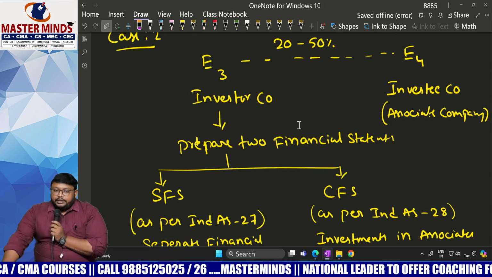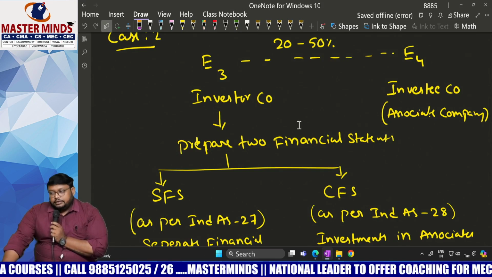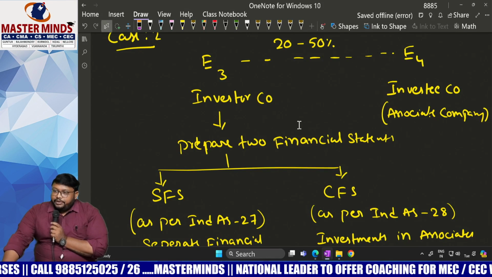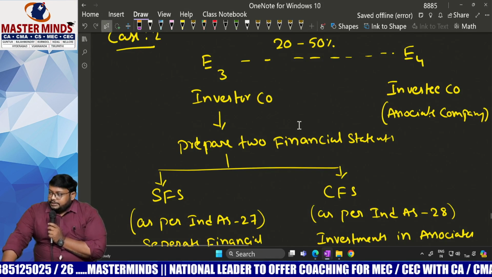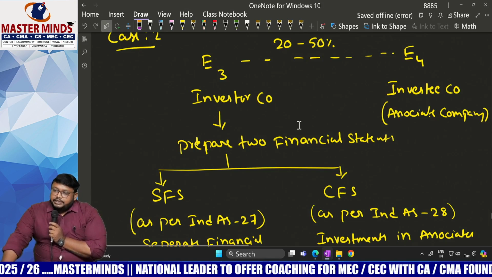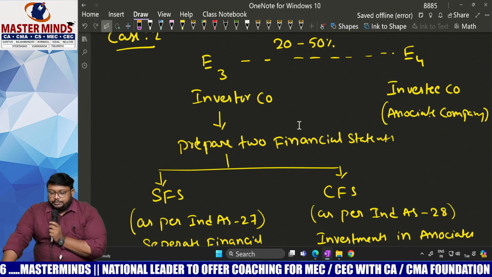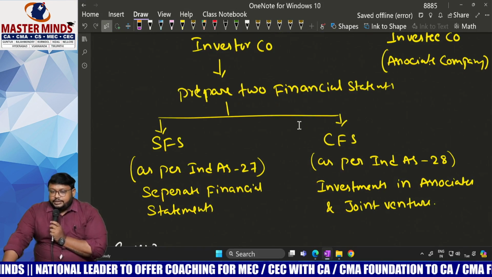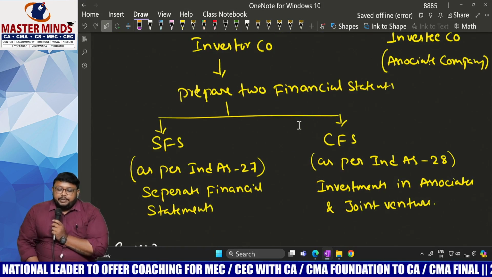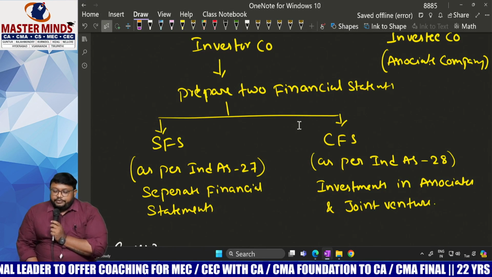So when you are making an investment of 20 to 50%, we can say it is our associate company. When we are making investment in associate companies, compulsorily we have to prepare two financial statements. Who has to prepare? The investor company has to prepare two financial statements: one is the separate financial statement, another one is the consolidated financial statement.